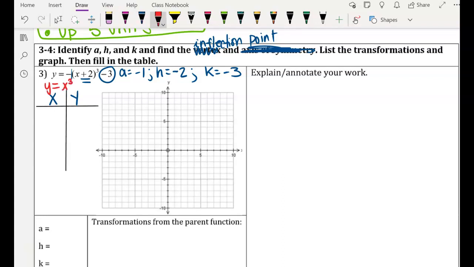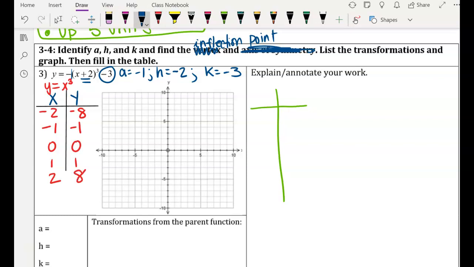I'm also going to make a second table here for the transformation. I'll use green for the transformation table. All right, let's start with the parent. We are going to use these 5 values. You don't have to, but these are the easiest. So -2 to the third is -8, then -1, 0, 1, and 8. No, we are not plotting those, because we need to use A, H, and K and transform.